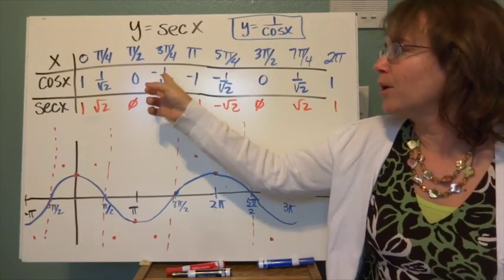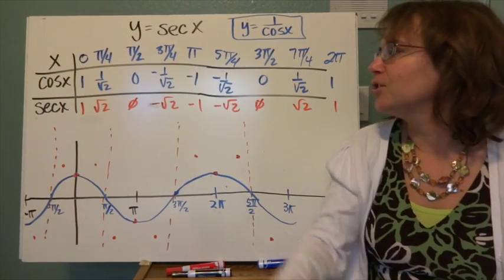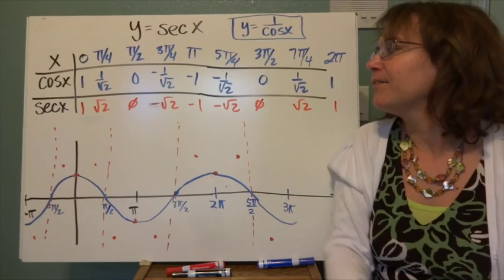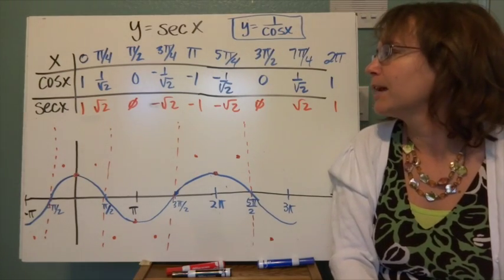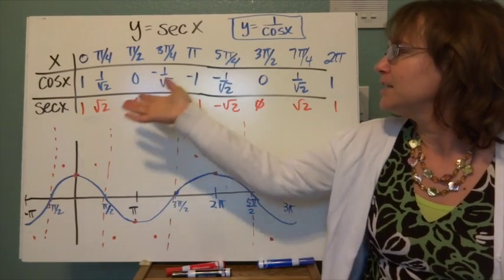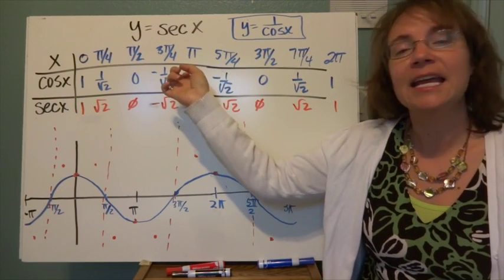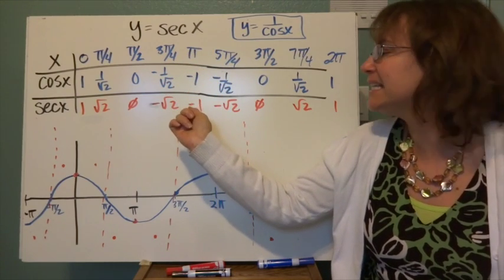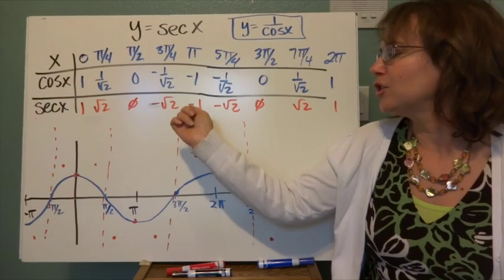At 3 pi over 4, we have a negative 1 over rad 2. Flip that fraction, and we have a negative rad 2. So we've got a bigger number there. Continue on, you get to pi, negative 1. Notice that secant is the exact same thing, it is just negative 1.